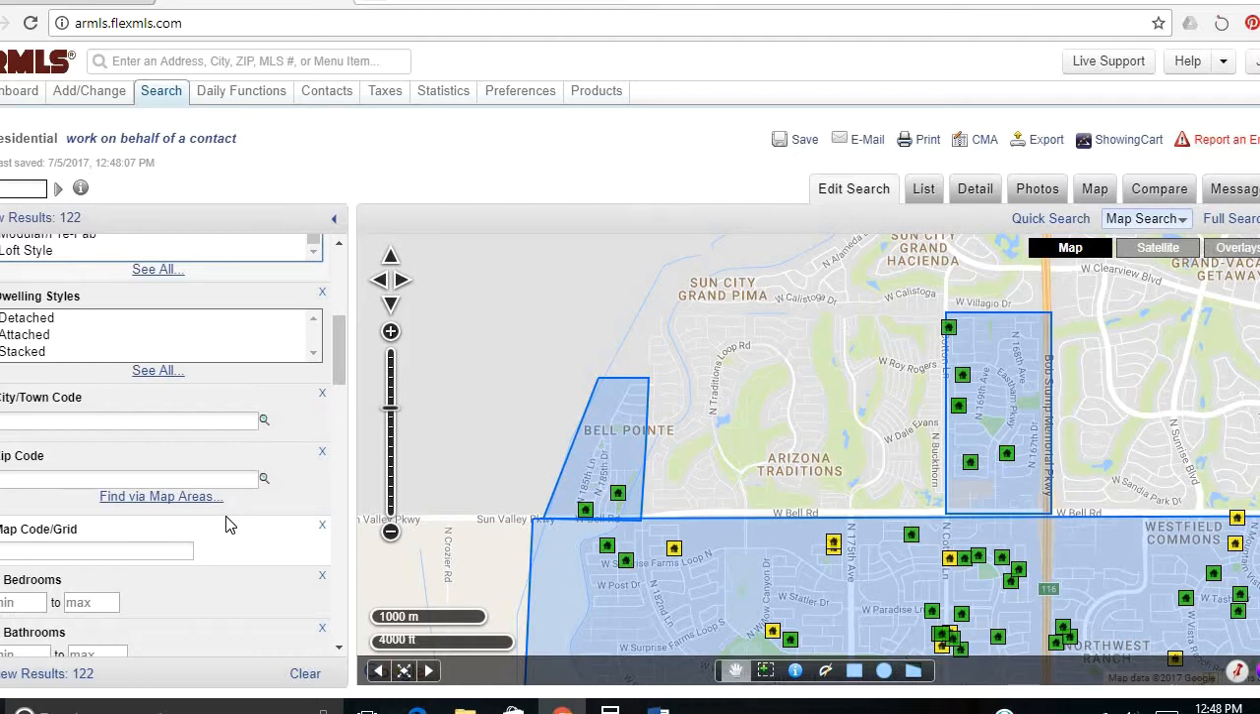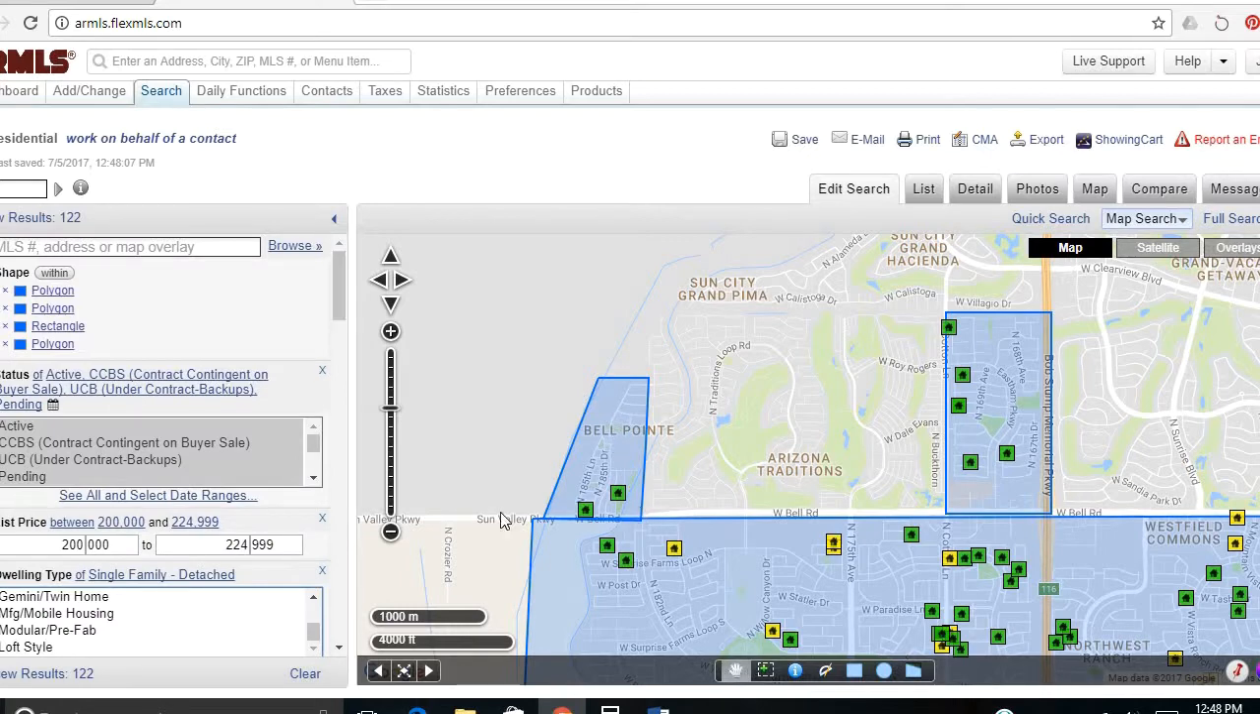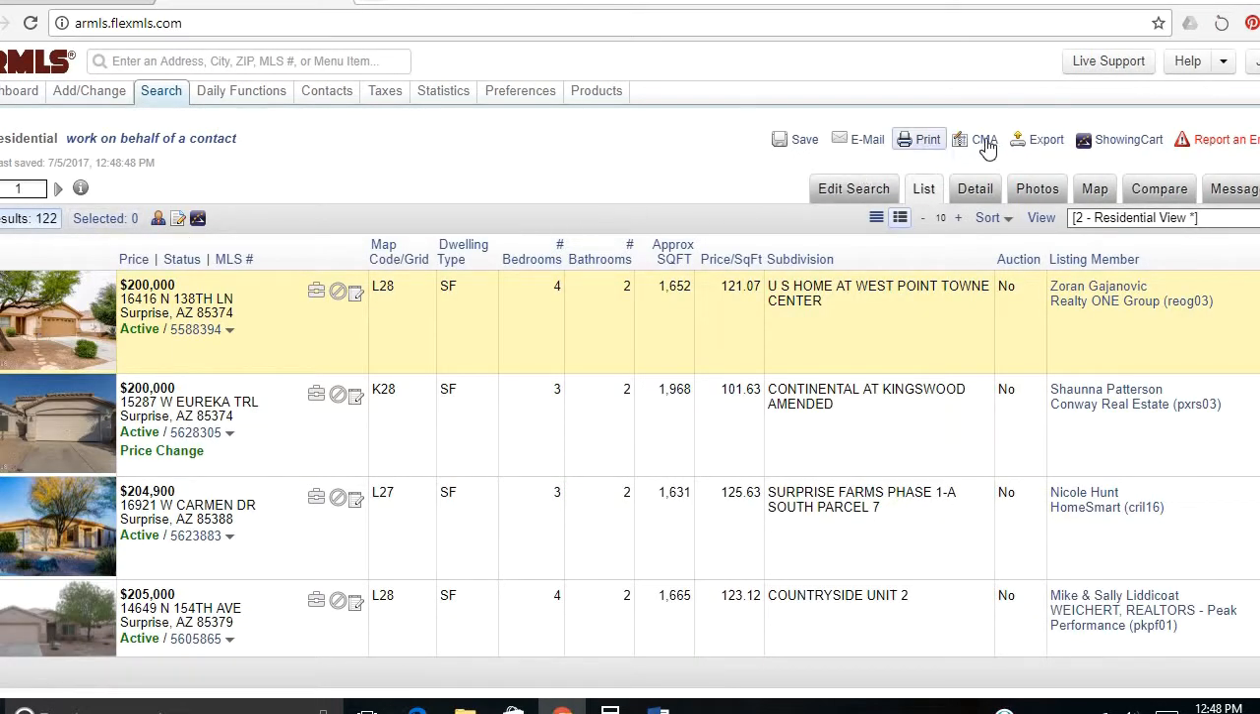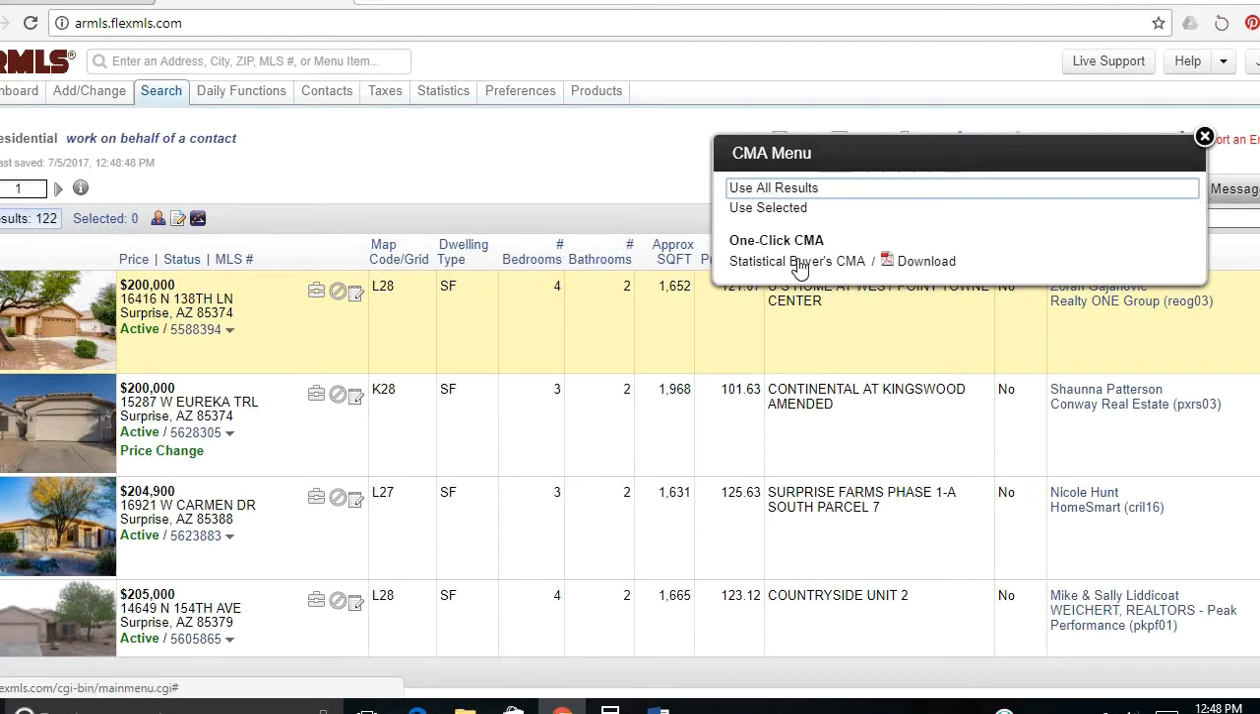So that's the difference between the two analyses. One shows us what the market's doing. The other identifies what a particular property is worth. So that's the only data I'm using: geographical, status, and price. We have our results here. There's a ton of them, 122. So I'm going to go view results, and then I'm going to go right to CMA and hit statistical buyer CMA.